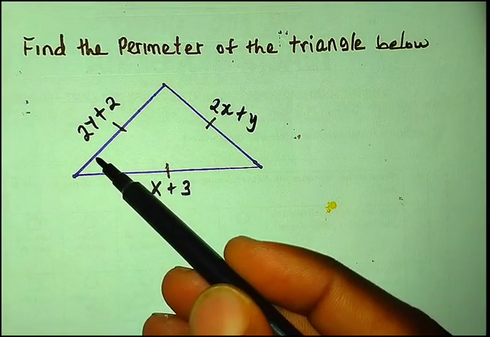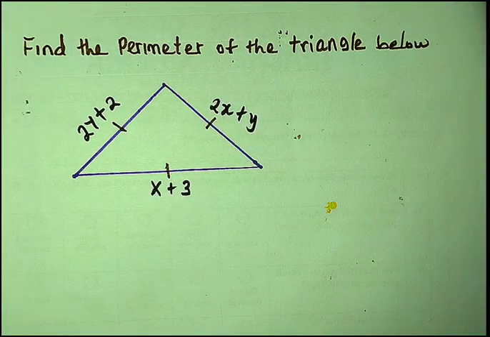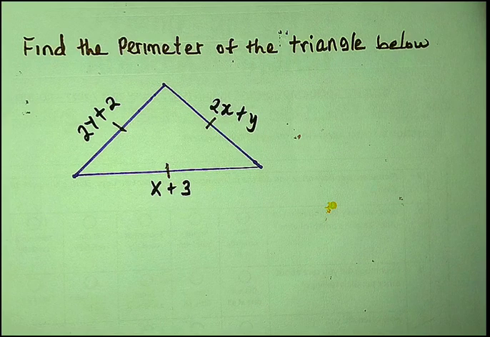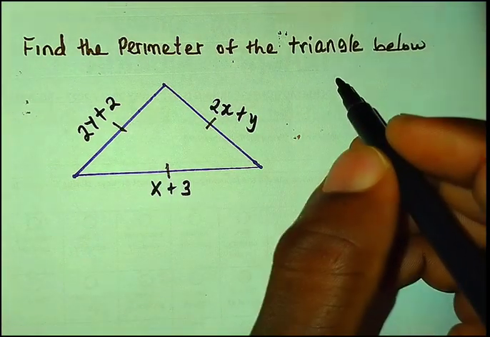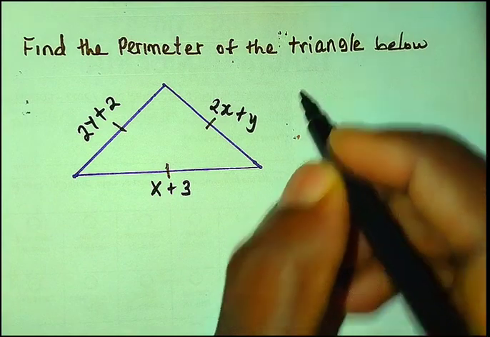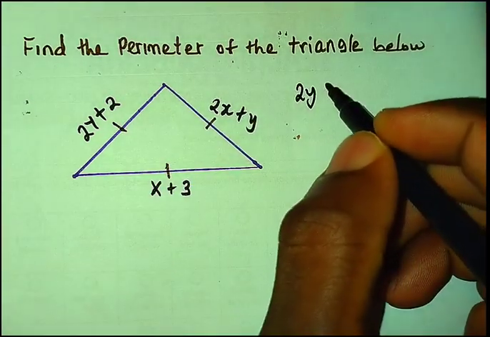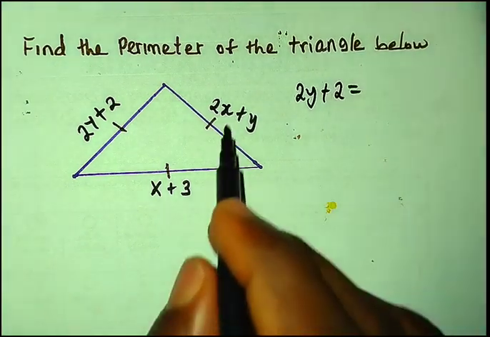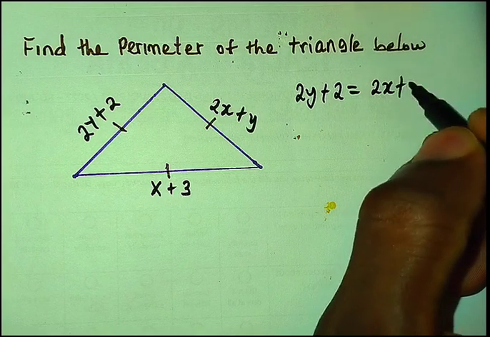Definitely, we are going to add over this. When we add all the distances, the three sides together, whatever we have becomes our perimeter. So therefore, since this is an equilateral triangle, this side here is 2y plus 2, which is equal to this side, that is 2x plus y.